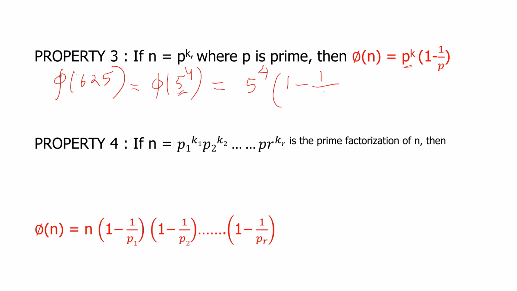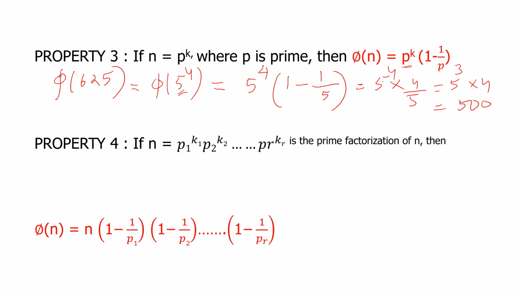P is 5. So we can do the simplification. 5 raised to 4 into 1 minus 1 by 5, we can write as 4 by 5. What is 5 raised to 4 by 5? It will be 5 raised to 4 minus 1, 5 cubed, into 4. So 125 into 4, we will get 500. So the meaning is the number of positive integers less than 625 that are coprime to 625 is 500.